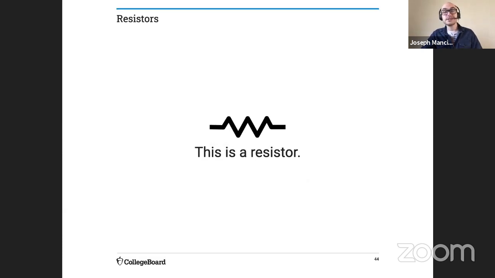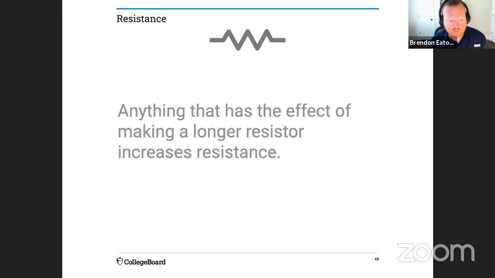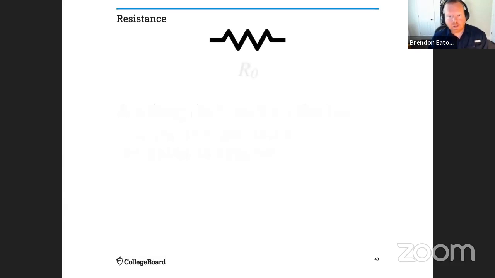And a resistor is anything that converts electric potential energy into another form of energy. So it could be a toaster, it could be a jacuzzi, it could be a flashlight. They're all drawn the same way. And anything that has the effect of making a longer resistor increases the resistance. So if you make the resistor physically longer, that's going to increase the resistance.